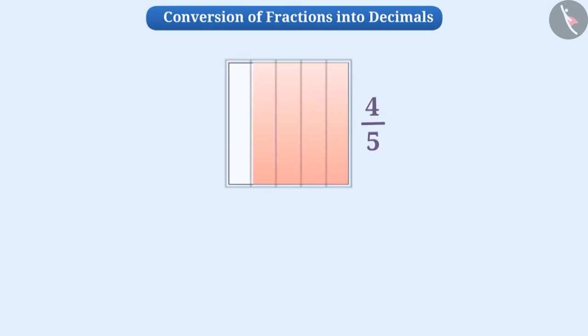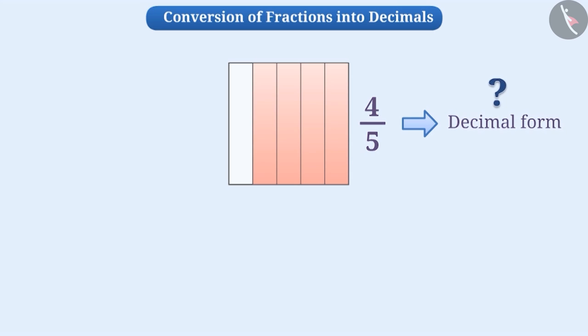Here is a square whose 4/5th part is shaded. Let's represent it in decimal form. Can you tell me how we will do this? Think for a while.